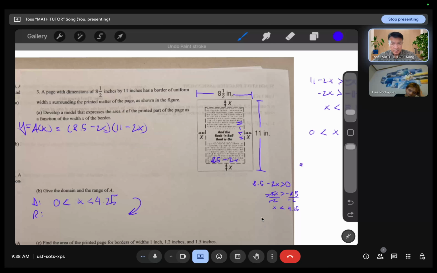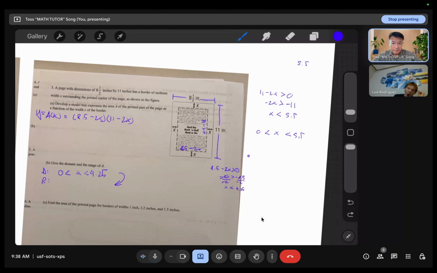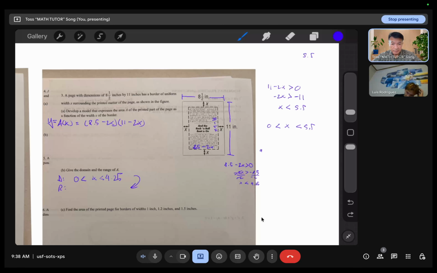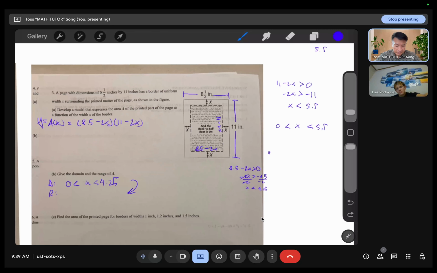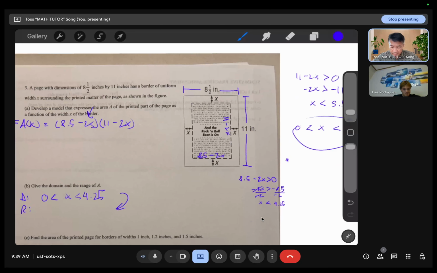Do you understand that? So you must remember, when you find the domain of a problem that has two sides like this, you take the smaller one and do the math like this. One more time, if you take the bigger one and test it, and say your domain can be between 0 and 5.5, no, that's not true, because if you use 5, which is between 0 and 5.5, and plug it back in here and do the math, you'll get a negative area. There's no such thing. Is that okay?